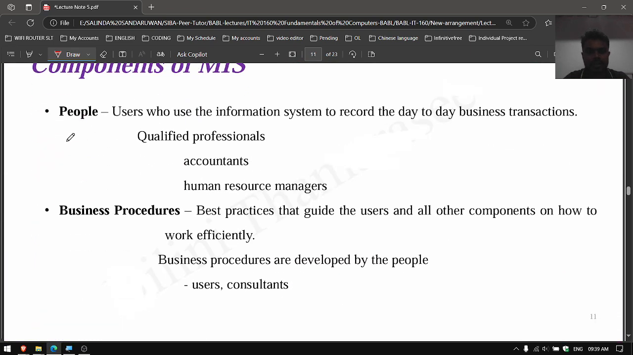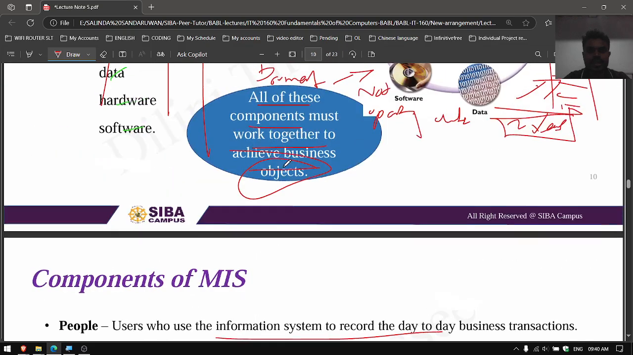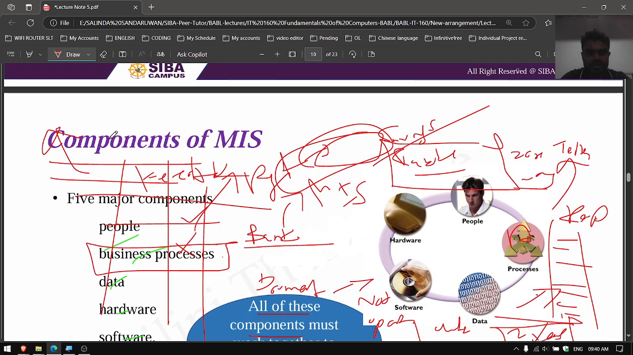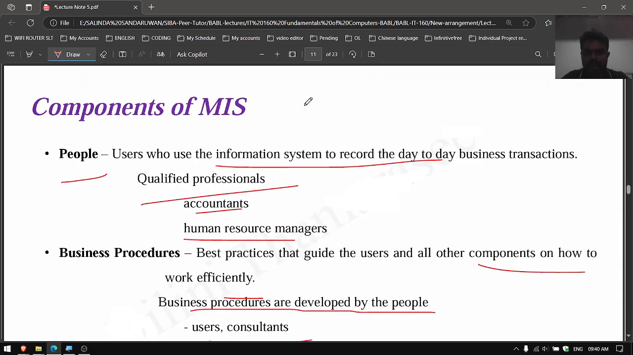Components of MIS. Here again, people, the users, qualified professionals, accountants, human resources managers. Business procedures, best practices that guide the users and all components on how to work efficiently. Business procedures are developed by the people, users, consultants. So here, what about this one? Business process, in the sense, what is the criteria to mark an account as dormant? And here, according to the textile example, how you mark a customer feedback as a negative one.